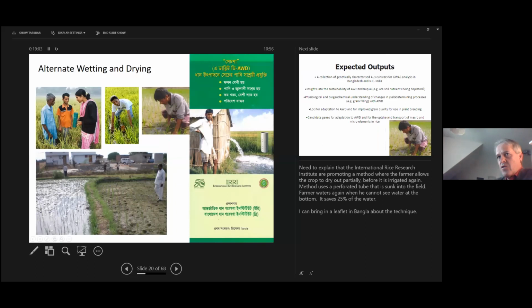The idea of AWD, as we call it, is it saves water. The farmer takes a little tube like this, which has got holes in it, places it into the field, so they can look down the tube, and then they can allow the water level in the soil to drop until they can no longer see water in the tube, and then they flood it again. And by doing that, they save water, but the soil goes through cycles of being aerobic and then anaerobic, aerobic and anaerobic, rather than being anaerobic all the time, which is conventional flooded rice.